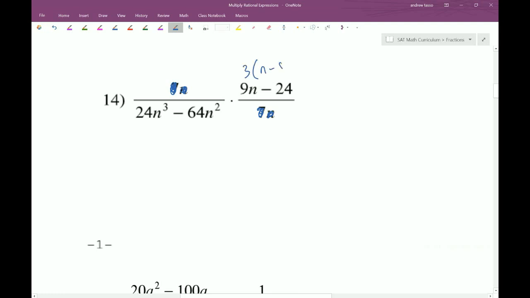Now, here I could factor out a 3. I'll be left with n minus 8. And then we can work on this one down here. We can factor out an n squared. And we'll be left with, well, we could also take out numbers. Let's see. This is 6 times 4, and this one is 8 times 8. Right? Well, maybe I ought to use 8 then. So if this is 8 times 8, then this one is 8 times 3.